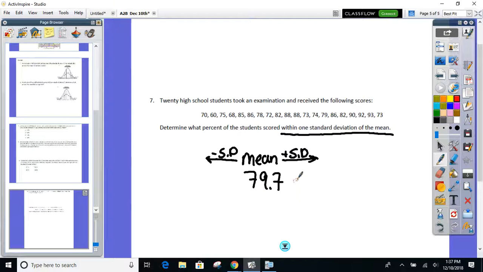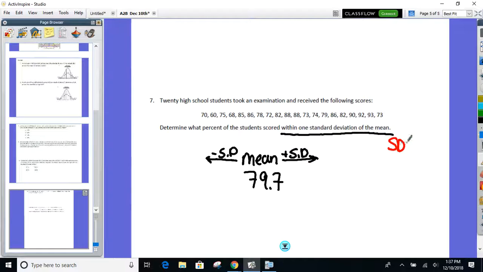So everyone go ahead. Add in 8.7 right now. What's on the upper end? 88.4. And then what's on the lower end within one standard deviation? It's about 71. All right, 71. Okay, so this is within one. Any score that's from 71 to 88.4 is within one standard deviation.